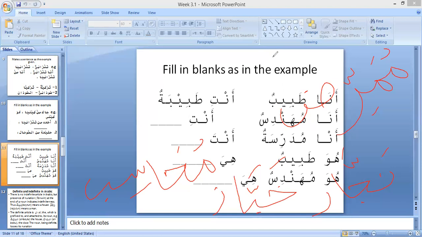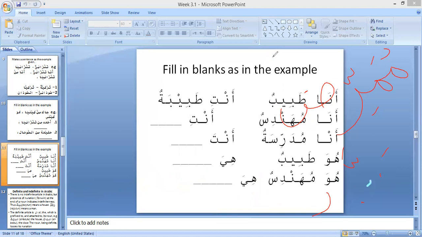So these are some professions. What are the other professions you can think of? We try to get the Arabic equivalent of that one. What is the other one?